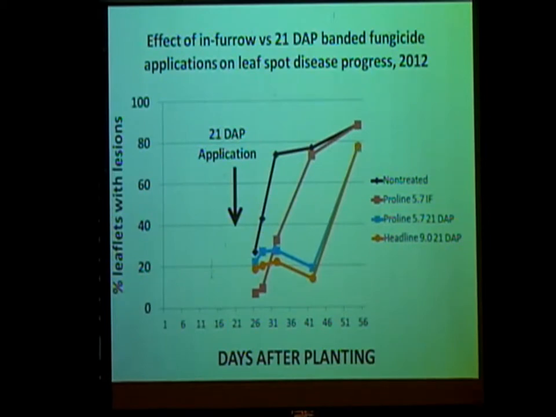But where we put out a 21-day application, we got about another 21 days of excellent control with either the Proline at 5.7 ounces or Headline at 9 ounces. That carried us on out to about 42 days after planting. I wish I had done one more rating to see if this got, but we know we got 21 days of excellent protection there.